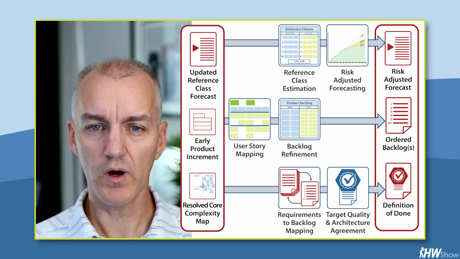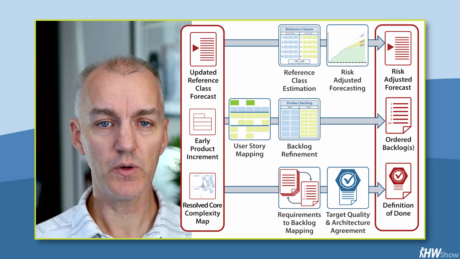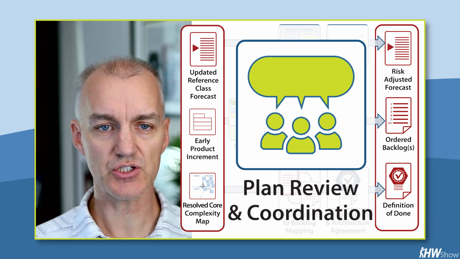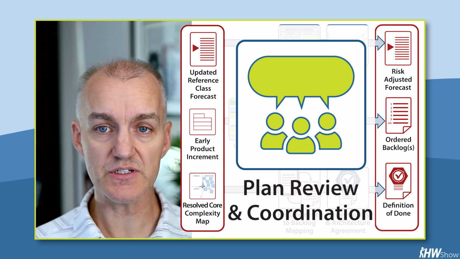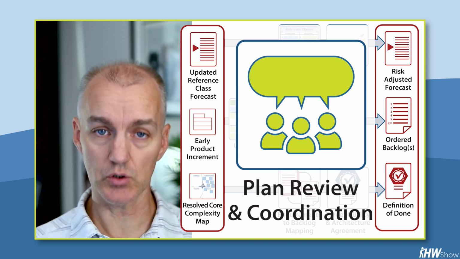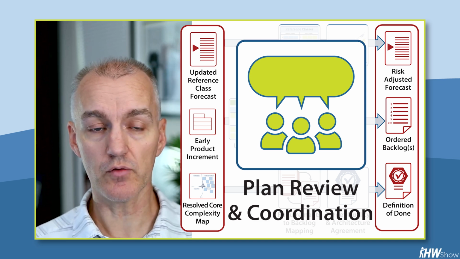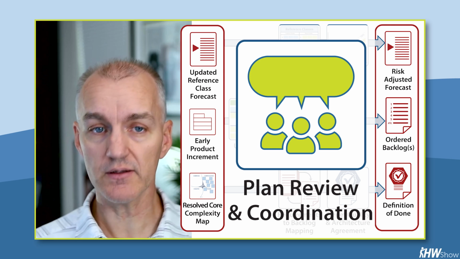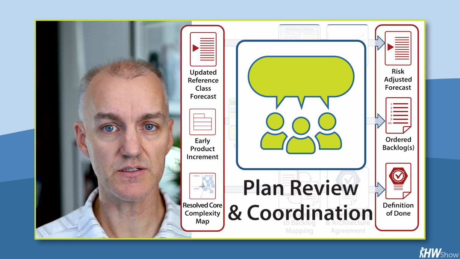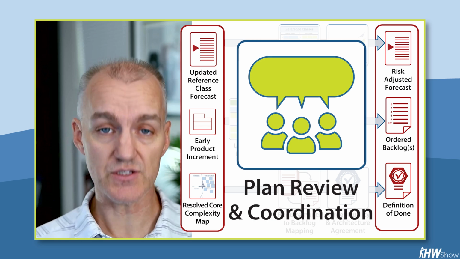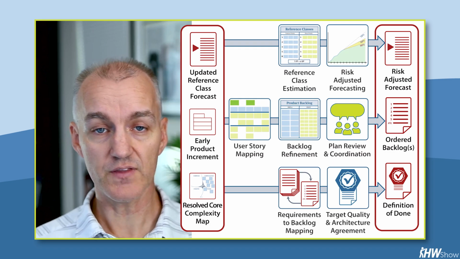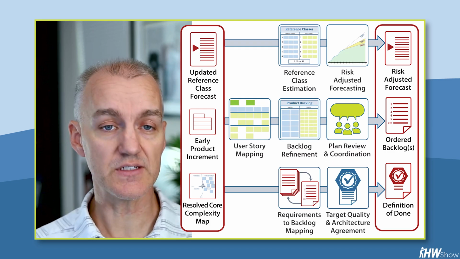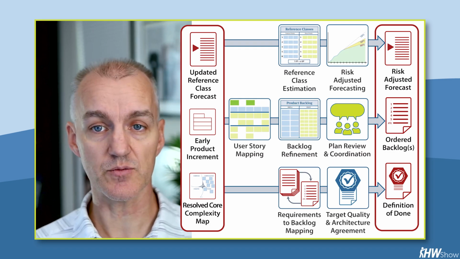With the what, the how, and the when all mapped out, we hold a plan review and coordination session where we get all the participants and stakeholders into a big room, physical or virtual, and review the overall plan, including who's building what, in what order, and where dependencies exist. This helps prevent surprises during execution. At this point, we have a well-defined, realistic plan that balances structure and flexibility.